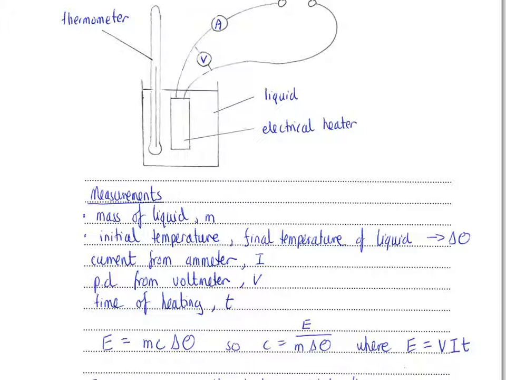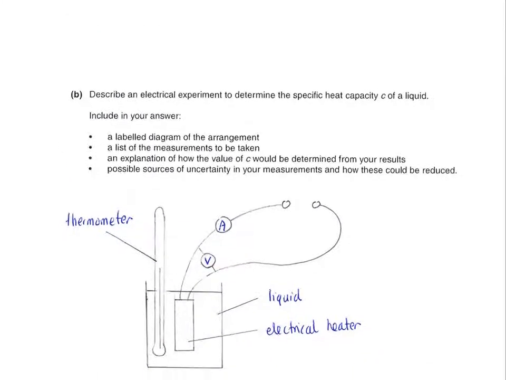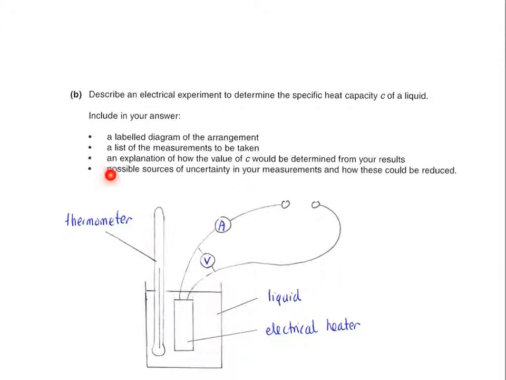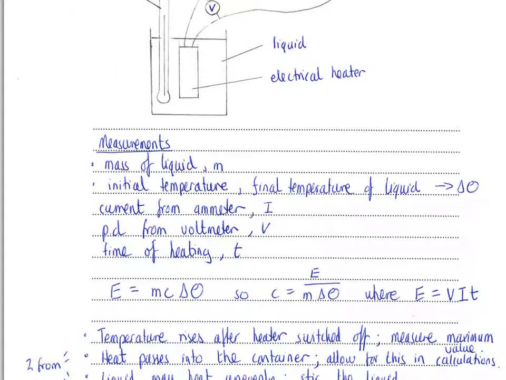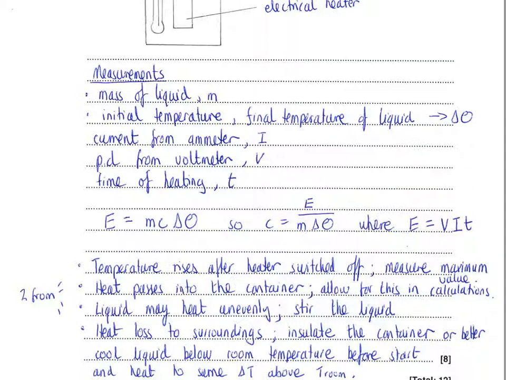So there's a mark for mass, there's a mark for initial and final temperature, giving rise to delta theta, and there's a mark for the current, voltage and time. If you're trying to think of ways to remember it, in fact I kind of do this backwards. If you can remember how you're going to determine your value of C, that will then push you back to what readings you need. So if we start with E equals mc delta theta, we can rearrange it simply to C equals E over mc delta theta, with E being IVT, VIT.